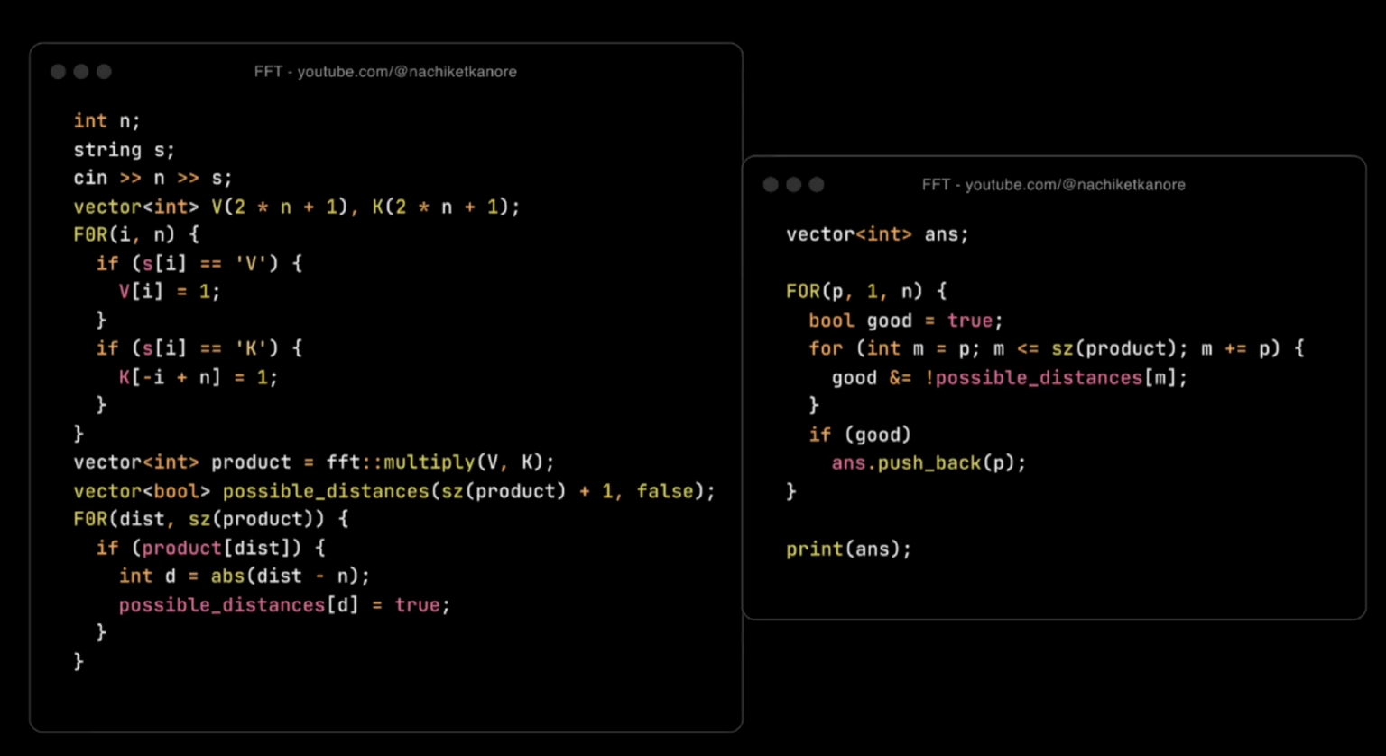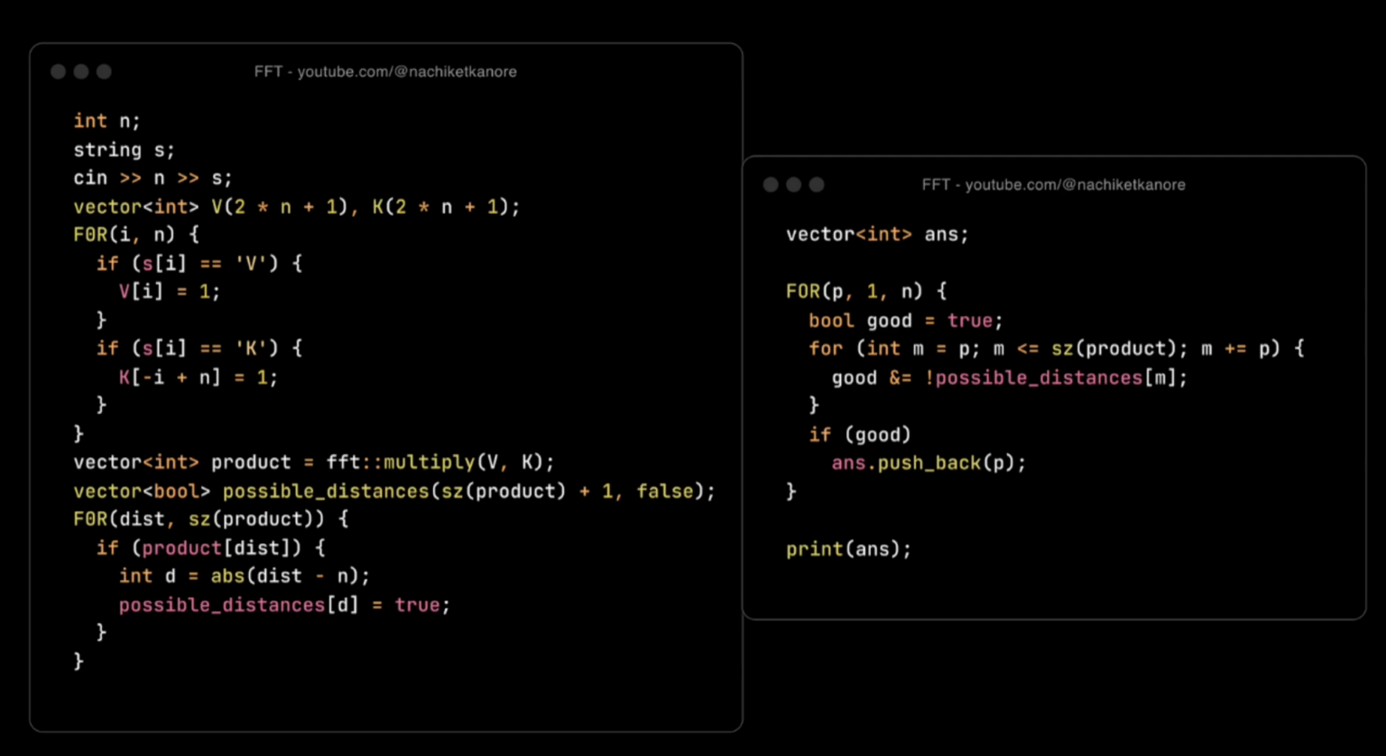The implementation for this is as follows. First of all, we take n and s as inputs. Then we initialize two polynomials v and k. Then we initialize coefficients 1 for all the exponents in v wherever the position in s is v, and the same for k. Notice that we have added n so as to make the exponent in k positive, as we saw in the slide. Next, we multiply these two polynomials, and after this is computed, we will need to compute all possible distances where a mismatch is present.